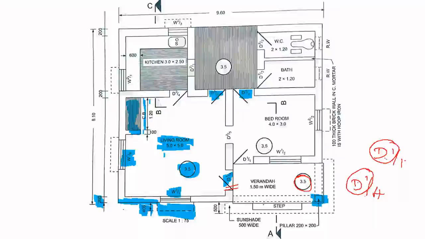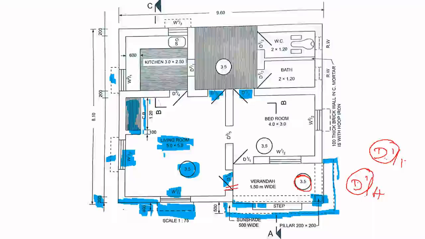Here you can see this veranda is extending a little outwards. That is why from this portion, it is 500 mm. This sunshade is 500 mm up to this. In all the other places, the sunshade is 400 mm. Around the veranda, the sunshade is 500 mm.